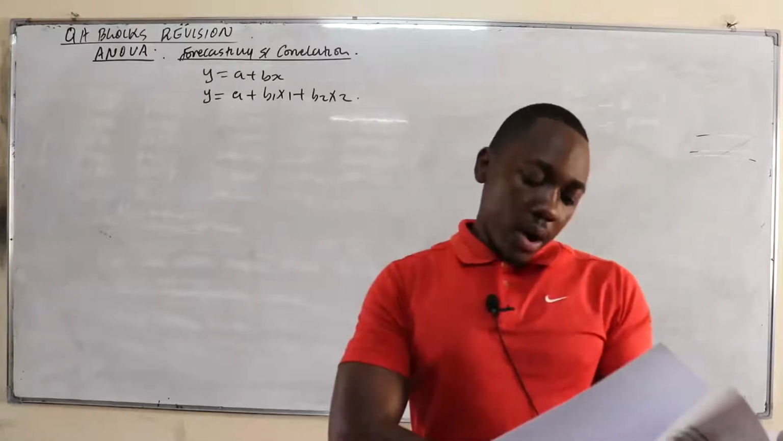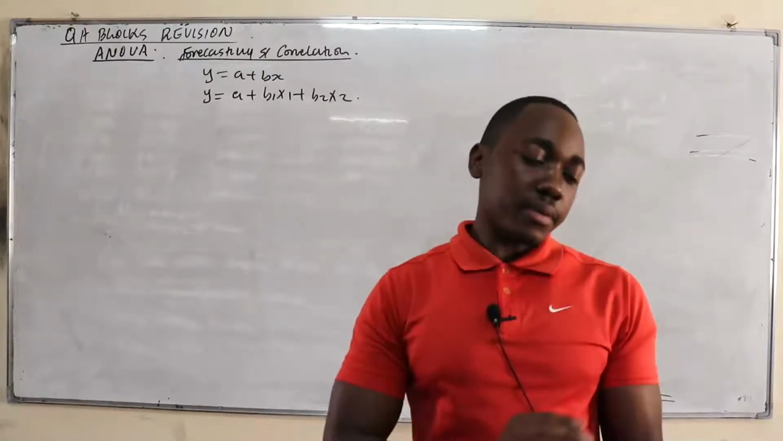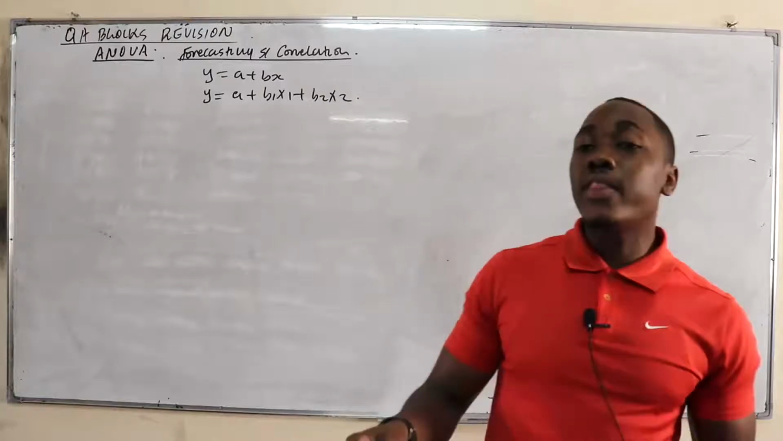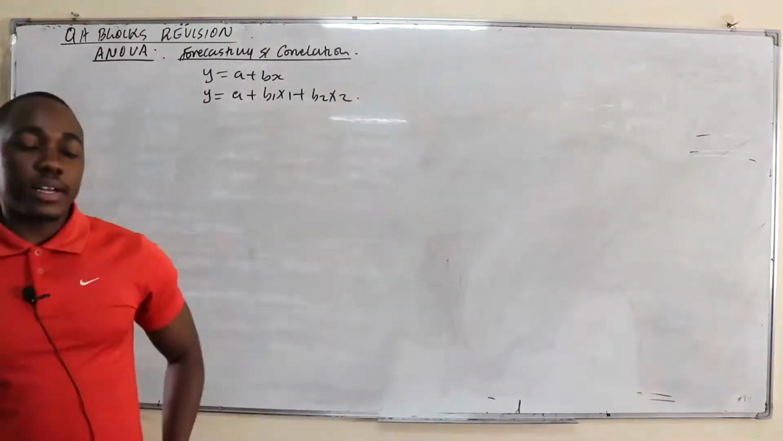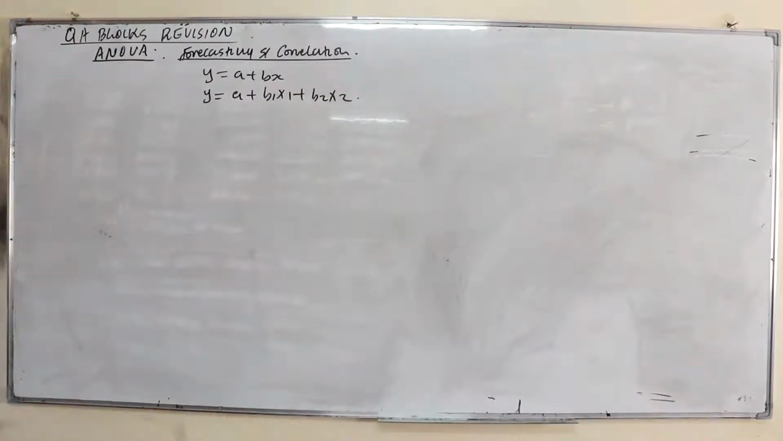Now we go to page 5 of that handout, where you have the analysis of variance. That's what we call Anova.